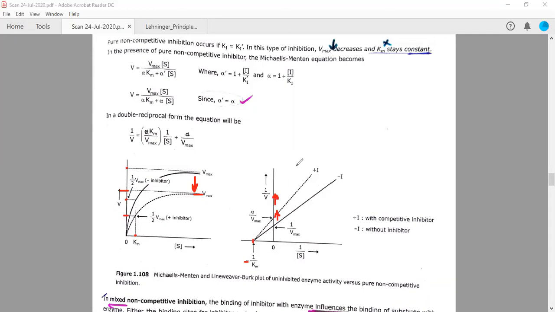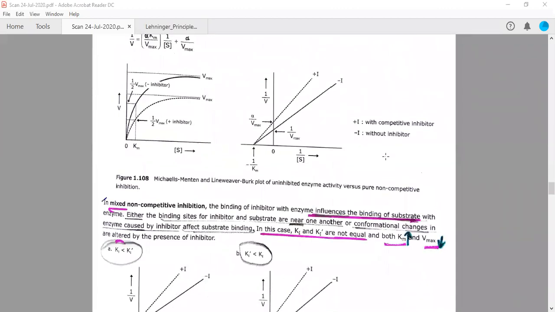Now you can think of the mixed type or mixed non-competitive inhibition, which is the second type of non-competitive inhibition. Because all three are types of reversible inhibition, this is also a kind of reversible inhibition. In reversible, we have three types: competitive, non-competitive, and uncompetitive. And the non-competitive is of two further types: one is pure non-competitive, one is mixed non-competitive. We discussed all that in yesterday's class, so no need to go into the details.